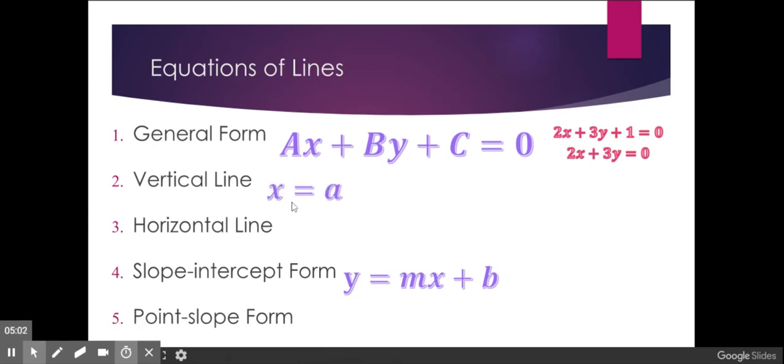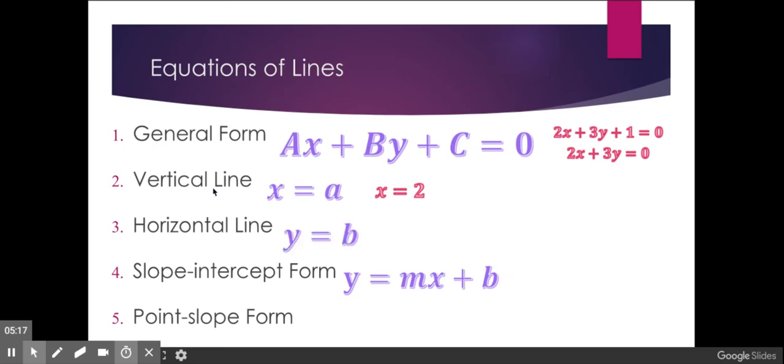So this will always be an x equals something equation. An example of that would be something like x equals 2. You could have x equals any number. And an x equals equation, the vertical line, goes up and down, it has that undefined slope.